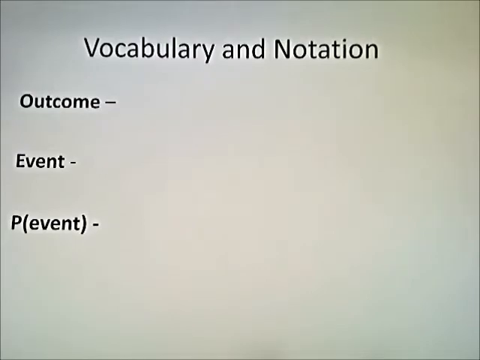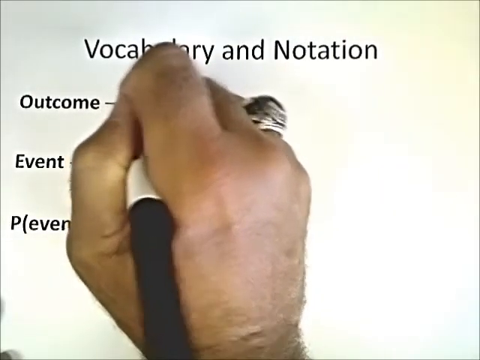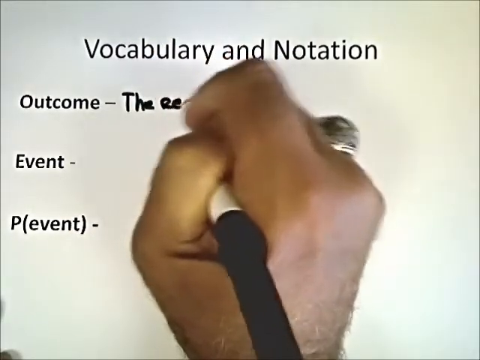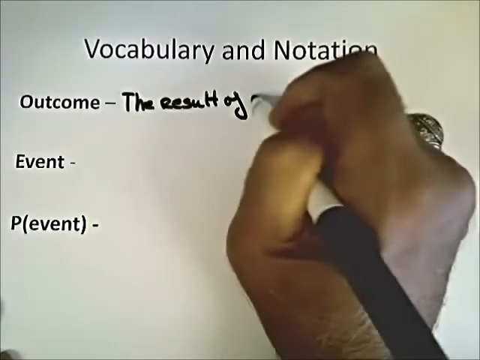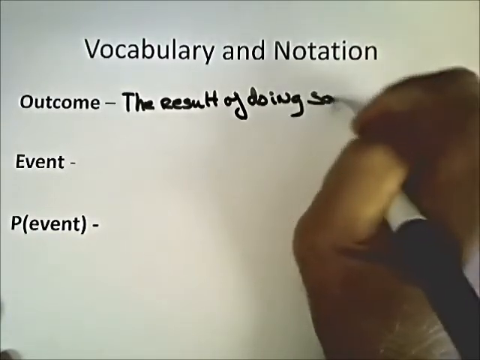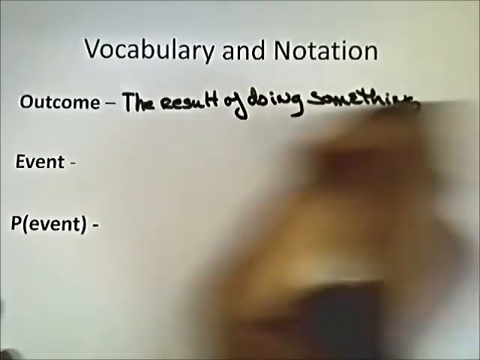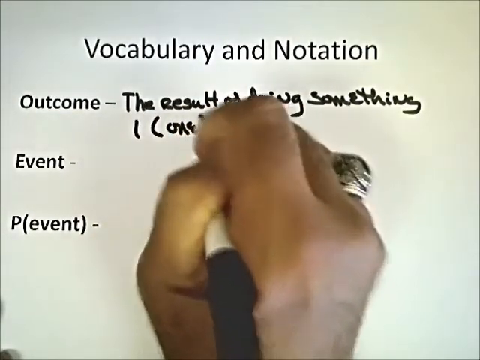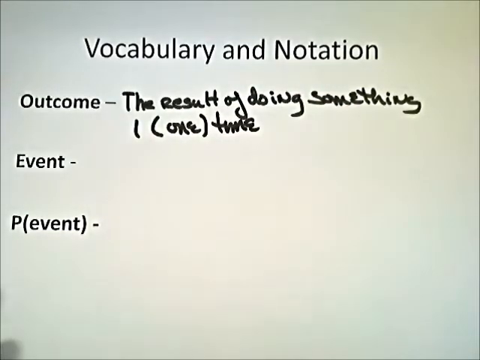The outcome is the result of doing something one time. So let's put that down there. The result of doing something one time. Like one flip of the coin, one roll of a die, which is the singular for dice, which is plural. That's kind of interesting anyway. But the result of doing something one time, one flip of a coin, or one roll of a die, that's defined by outcome.